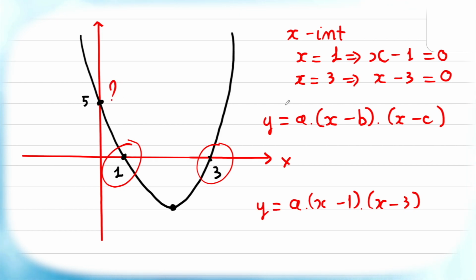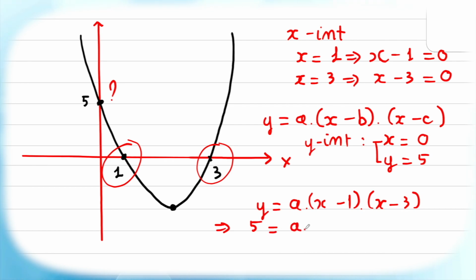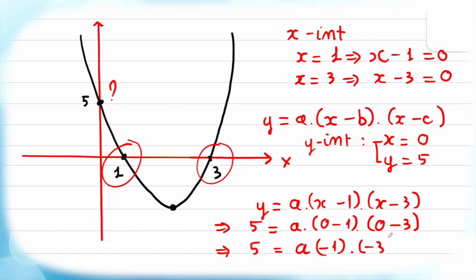and how about 5 here? The number 5 here represents the y-intercept. The y-intercept means x equal to 0 and y equal to 5. Okay, substitute this in here. This one is 5. Here is A. Here is 0 minus 1, 0 minus 3. You have here 5, and you have here A times minus 1 and minus 3.